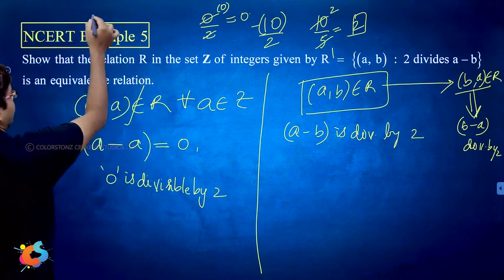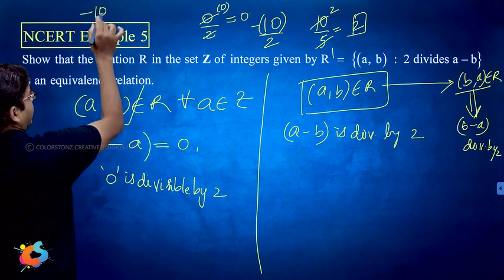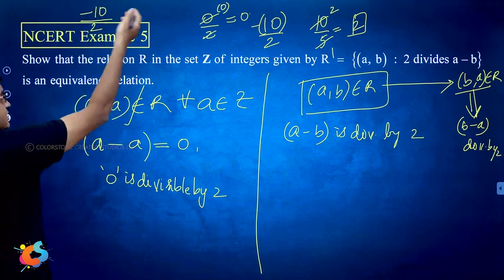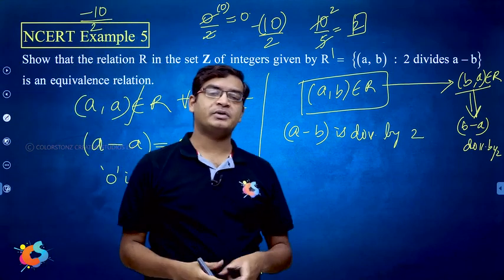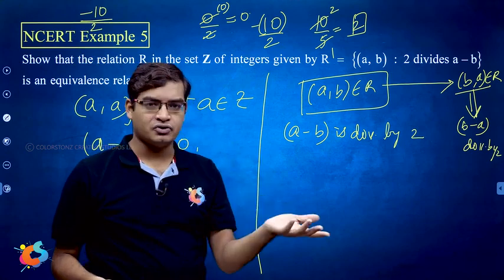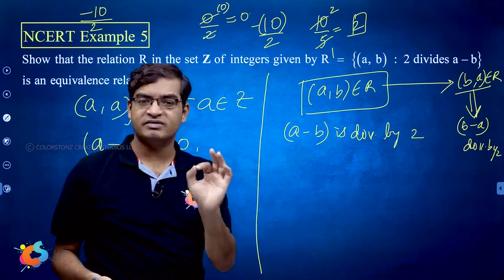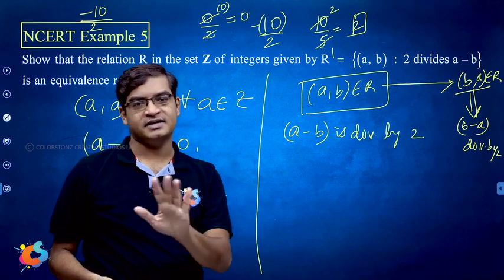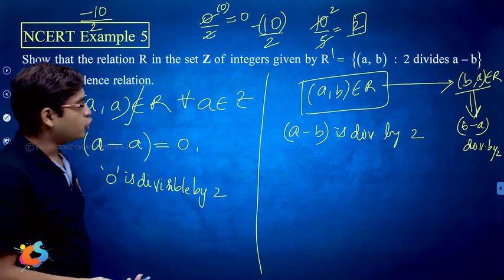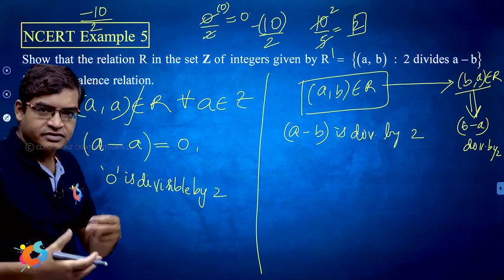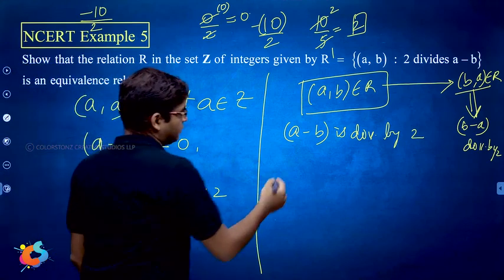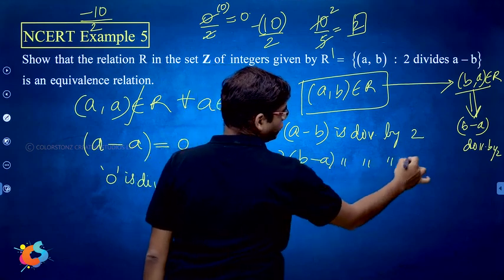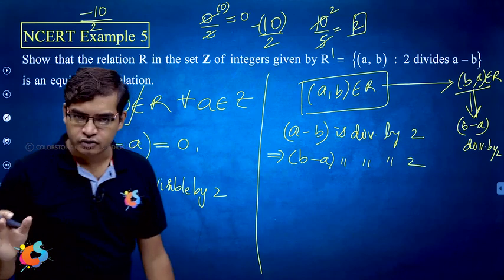So in a way, what I am saying is you take any number. If this is divisible by 2, then minus of this, that will be minus 10, will also be divisible by 2. So on the whole, you understood, by changing the sign, if the number is divisible by 2, then it will be divisible by 2 even if you put a plus sign or minus sign. Simple, right? Okay. So that also implies b minus a is divisible by 2. So therefore, b comma a belongs to R, right?